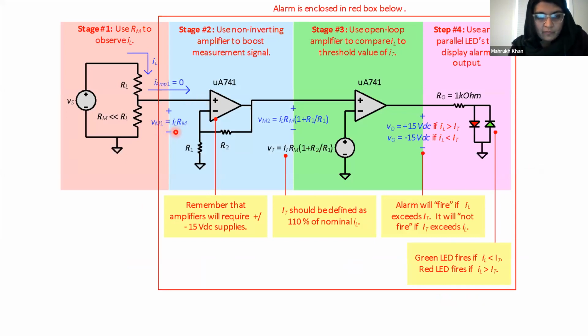So basically we are comparing this current with the reference current. I will discuss that too. So IT should be defined as 110% of nominal IL. Why do you think we should define IT as this one? What do you think we are doing here?